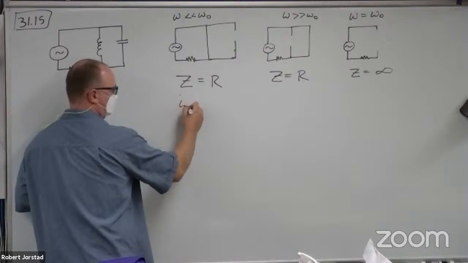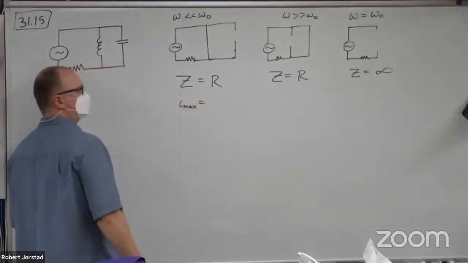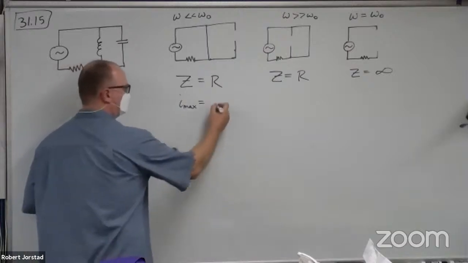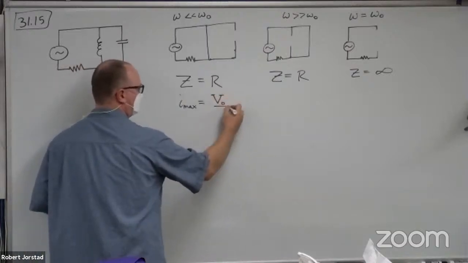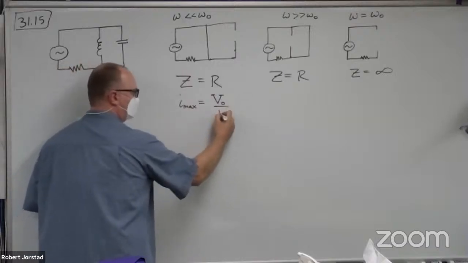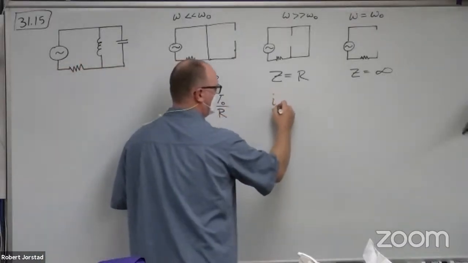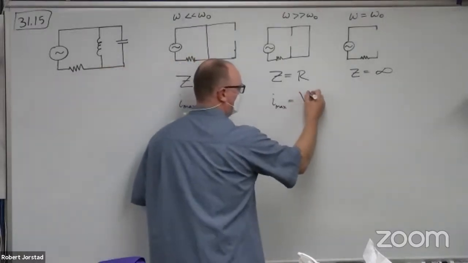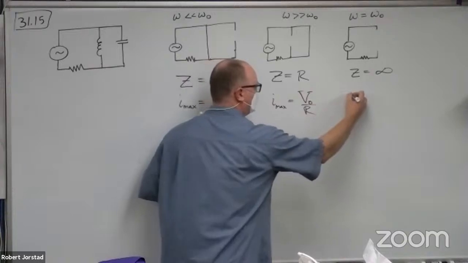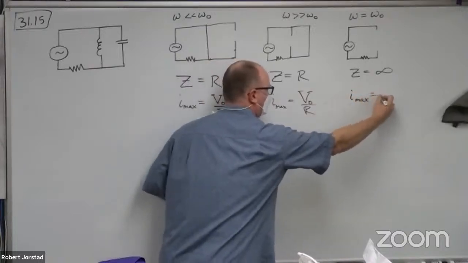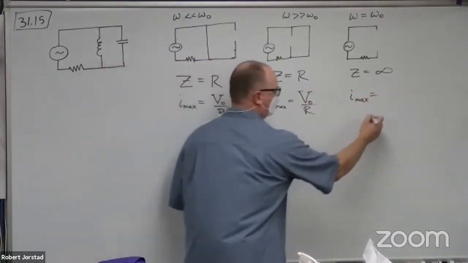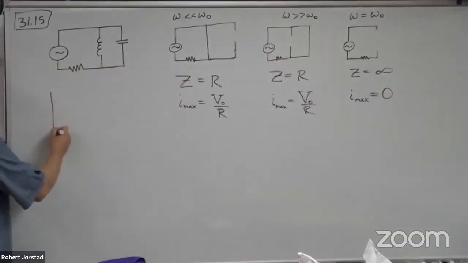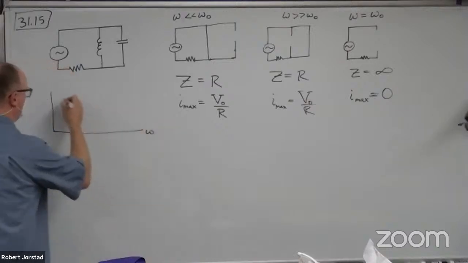Let's go back. What's I max here? The current amplitude. V naught over Z, which in this case would be V naught over R. Over here, same. And in the last one, what's the current amplitude? 0. If you have infinite ohms, you have 0 current amplitude. Let's plot them.